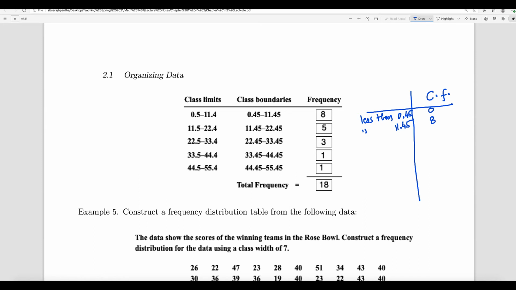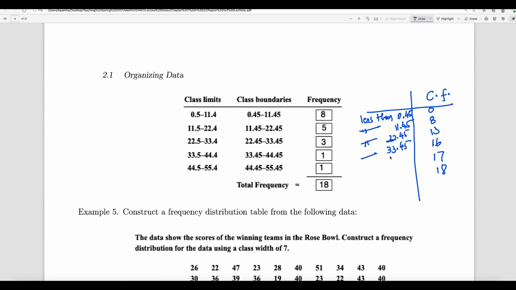Okay, now for the next one, what is the next one? It is 22.45. So less than 22.45. You copy the same thing here. Okay, same thing. 8 plus 5 is 13. Another one will be 13 plus 3 will be 16. Another will be 16 plus 1 will be 17, and then 18. That's what you get. So what is the next one? It is 33.45.